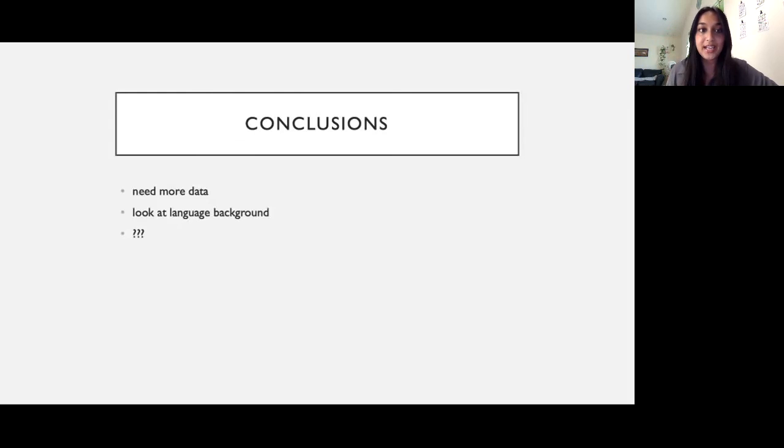Once I have more data, I'd also really like to look at the importance of language background in terms of HL acquisition, proficiency, and experience in the languages, to maybe see if that's playing a role, because that was one of my questions. But yeah, there's still a lot of work that needs to be done. I'm not entirely sure if the data that I have at the moment is accurate.